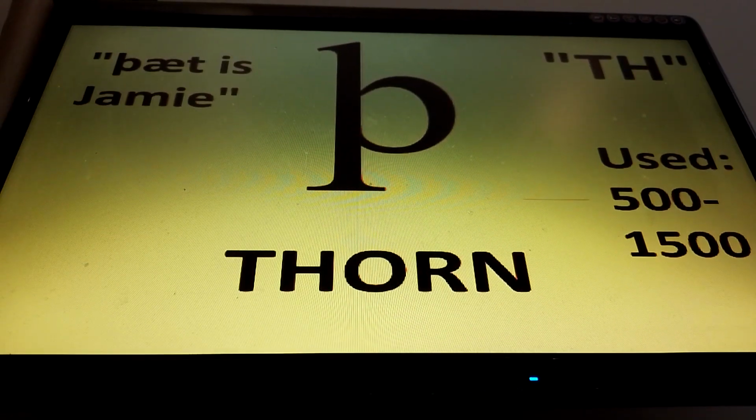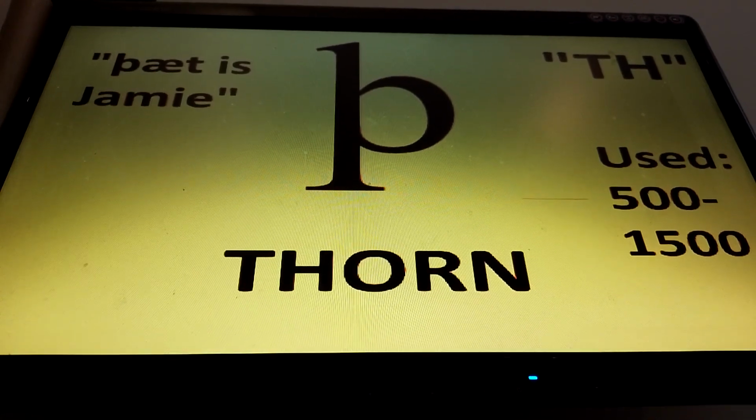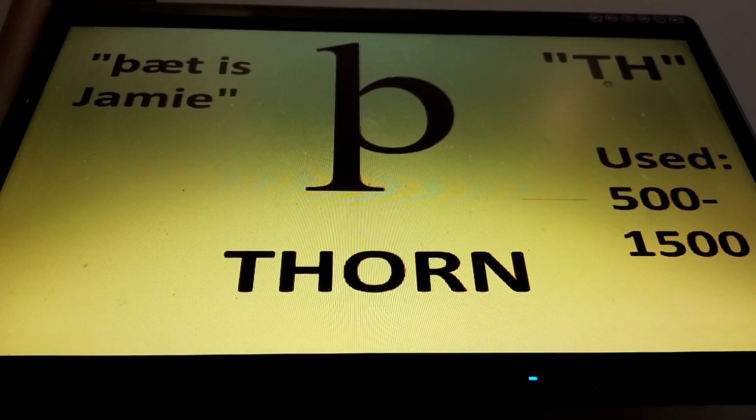Okay, so I'm going to talk about the different letters that existed in Middle English that don't exist today in modern English. The first letter I want to talk about is thorn. Thorn looks like a B and a P put together, and it's still used in modern Icelandic to this day. It makes a th sound, and it was used in the English language from about 500 AD to about 1500 AD. An example sentence where you would find a thorn is, for example, "Þat is Jamie," which means that is Jamie.